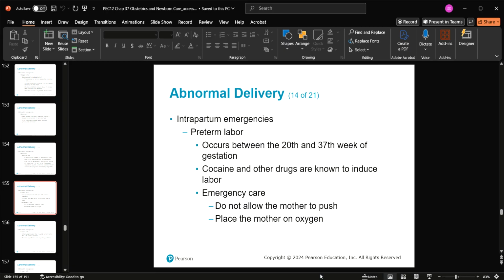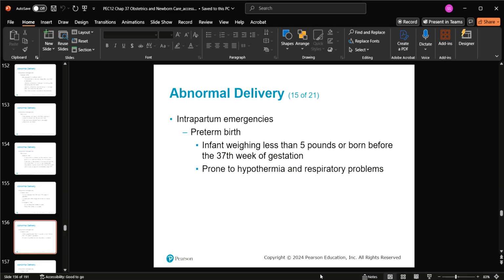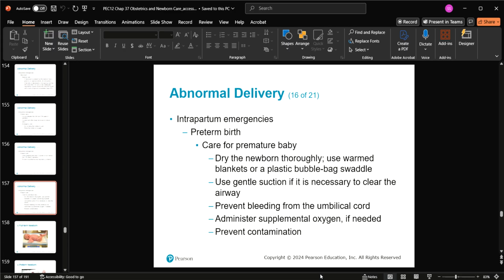All right, so preterm labor. Preemies. Drugs or even medications can cause preterm labor. This is anything that occurs between the 20th and 37th week of gestation. Preterm births are infants weighing less than 5 pounds or born before the 37th week of gestation. These patients are even more prone to hypothermia because they're even smaller. So making sure that they are warm and dry, and swaddling them immediately, is going to be very important.